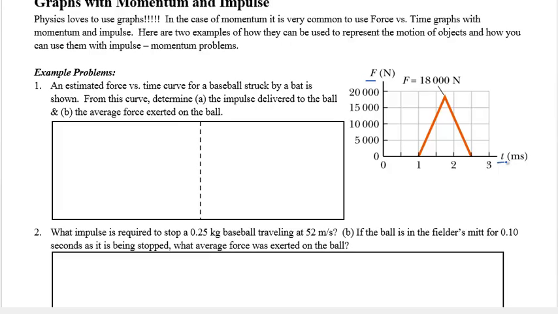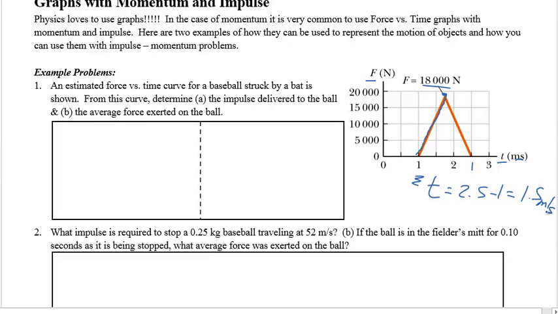Well, when something is hit, like a ball, there isn't a constant force. That force varies over time. So this graph represents how at 1 millisecond, the baseball made contact, and that force increased as time went on to a maximum of 18,000 and then decreased. And the impact ended at 2.5 milliseconds. So the total time, of course, is 2.5 minus 1, so the total impact time was 1.5 milliseconds.